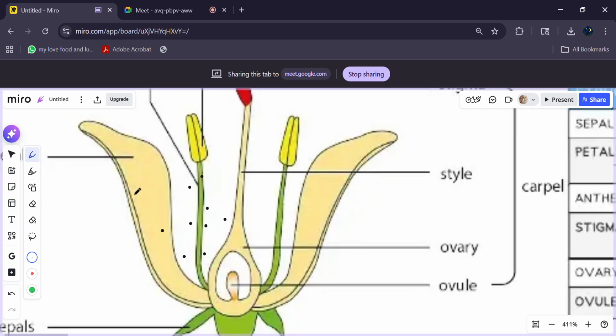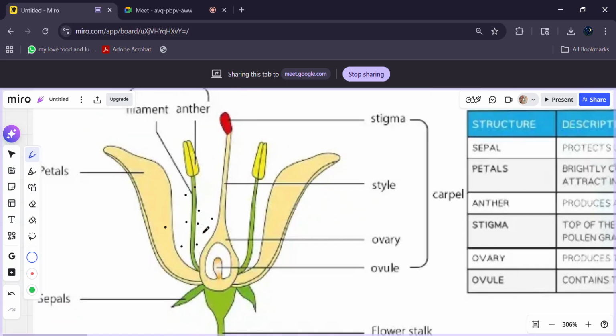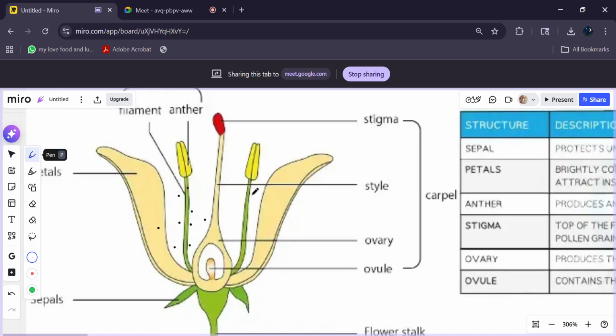Now we'll be going to the carpel. The carpel is considered the female part of the flower, and it consists of an ovary, a style, stigmas, and also an ovule. So what are these? The stigma is a swollen structure at the end of a style, and it receives the pollen grains. The mature stigma then secretes a sugary fluid that stimulates the pollen grains to germinate.